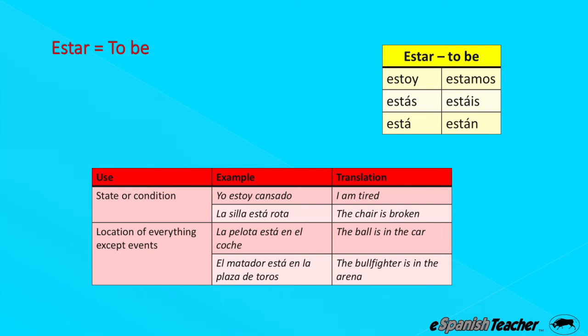Okay? Now, the area where a lot of people get tripped up is this state or condition use, because a lot of times they get it confused with the first use of ser, which is around characteristics. I'm going to talk more about this in just a moment, but I wanted to point that out in case you're a little bit confused at this point. I understand this is a point of confusion, and we're going to cover more of this in just a moment.